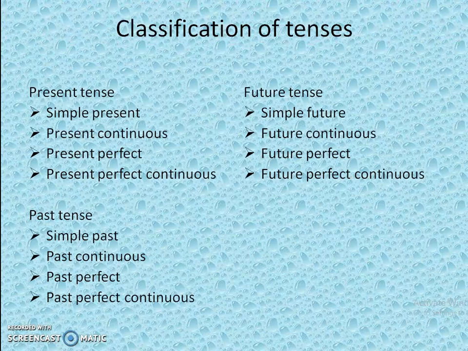Classification of tenses. In the three main categories of tenses, there are four more subdivisions in each of the tense. In present tense: simple present, present continuous, present perfect, and present perfect continuous tense. In past tense: simple past, past continuous, past perfect tense, past perfect continuous tense. In future tense: simple future, future continuous tense, future perfect, and future perfect continuous tense.